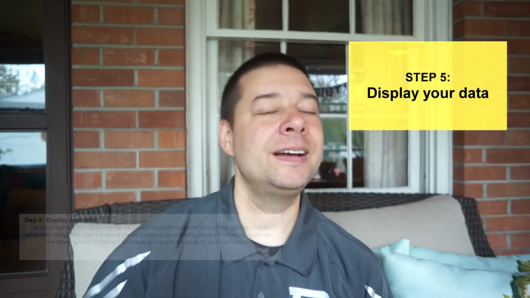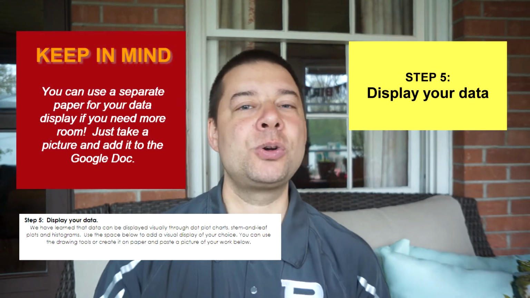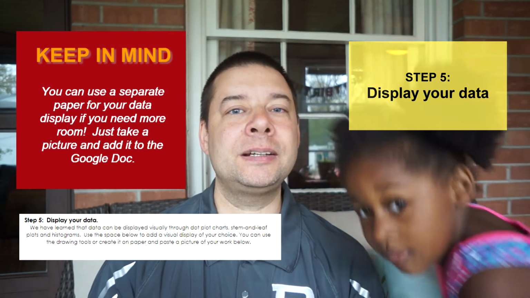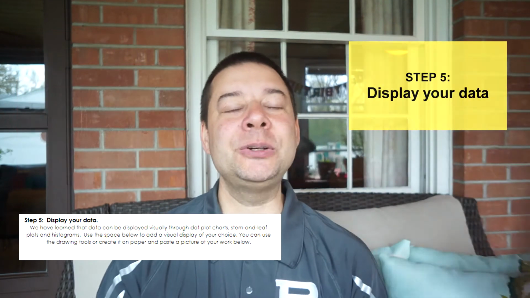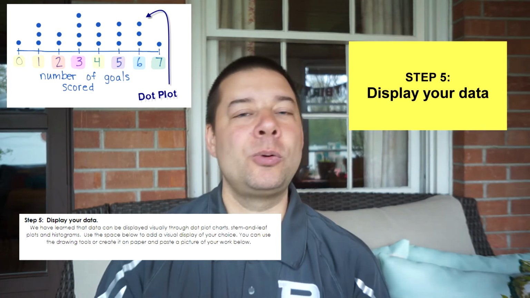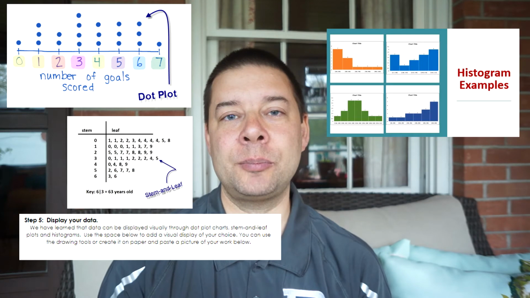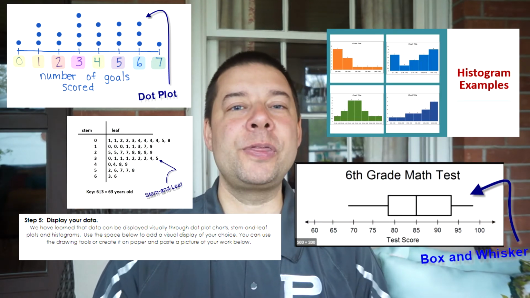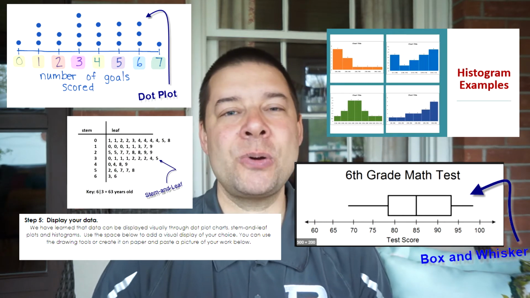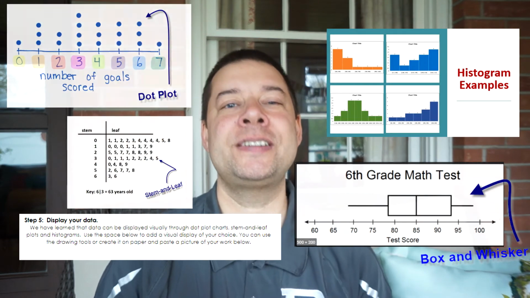Finally, we've reached the last step, and that is step number 5. In step number 5, now we're going to be looking at this data that you've collected in a visual way. So you're going to create a data display. Right, Lacey? Yeah. You can choose whether you want to use a dot plot chart, a stem and leaf plot, a histogram, or a box and whisker plot. Whatever you think you are most comfortable with, I just want you to show that data visually so that we can look at it and get an idea of what your data shows.